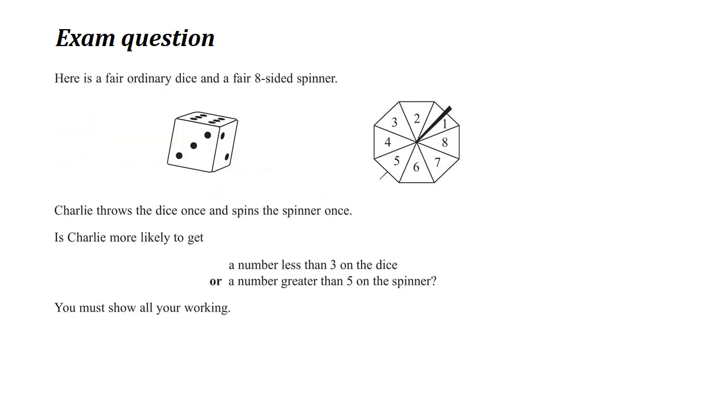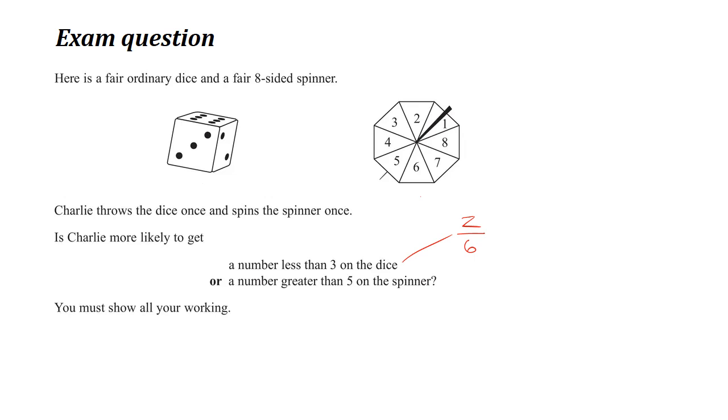Same idea here. Pause the video, read the question carefully, make a note of all the keywords, break it down one step at a time. Right, so we've got a fair dice and a fair spinner. Is Charlie more likely to get a number less than 3 on the dice? Well, what would the probability of that be? There's 2 numbers less than 3, 1 and 2, and there are 6 outcomes altogether. So the probability of getting a number less than 3 is 2 over 6.